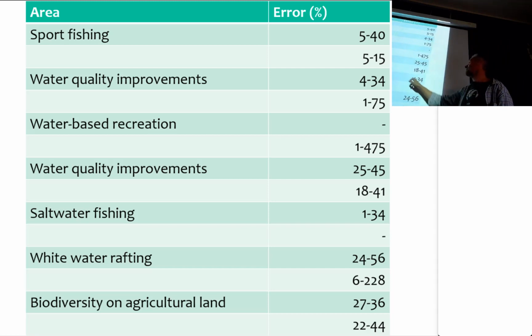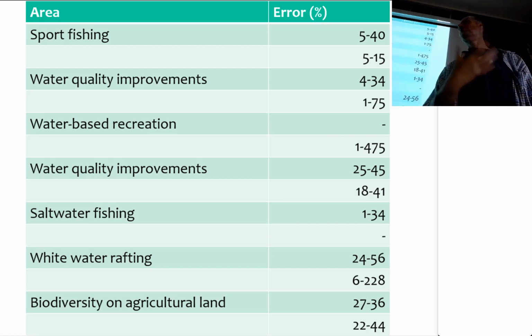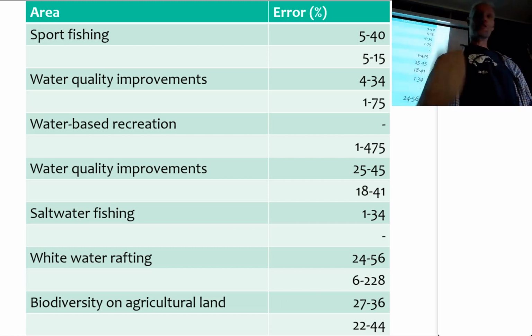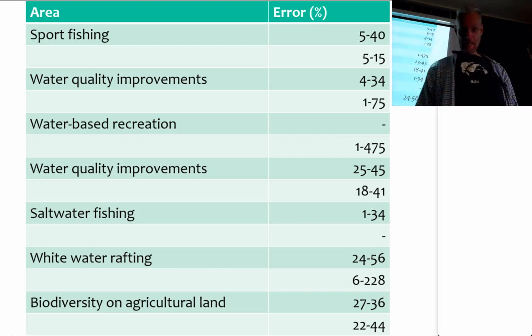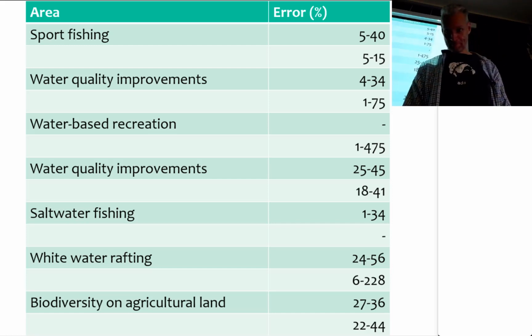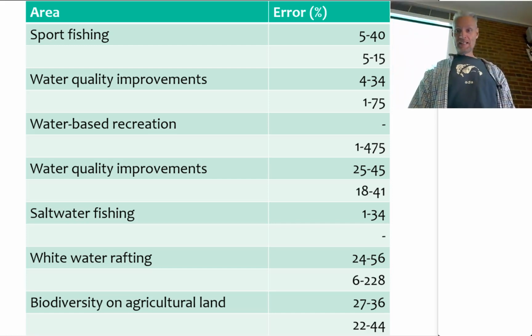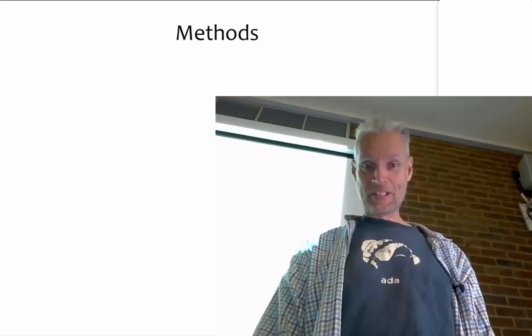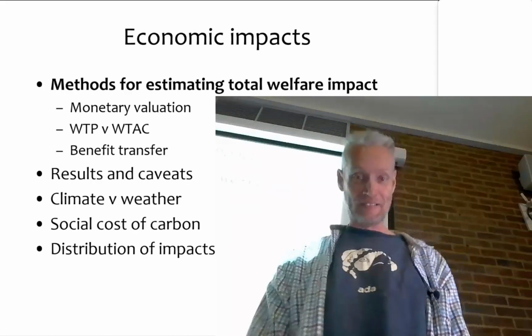What you see is that some of these studies are respectable, right? 1% error, that's pretty good. Others are way off, right? So this is difficult, right? This is very hard to do. Unfortunately, there is no way around it. So we have to live with this sort of errors. So, that's all I wanted to say about the valuation of impacts, right?